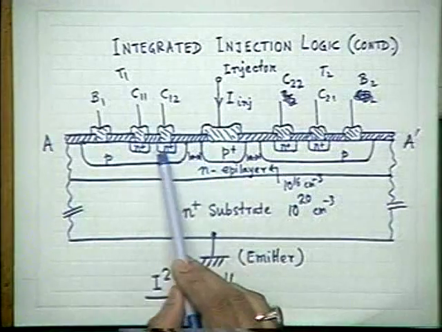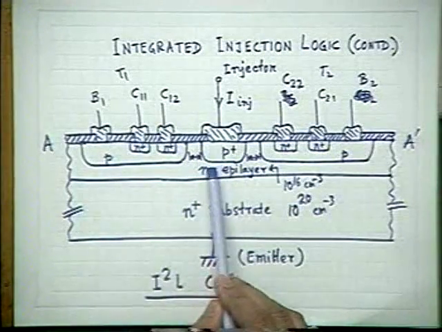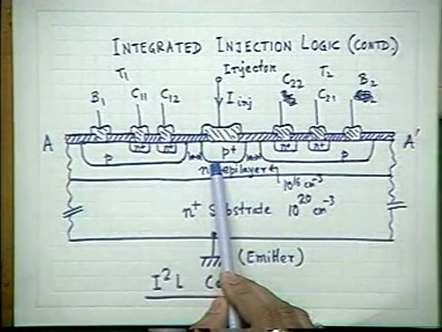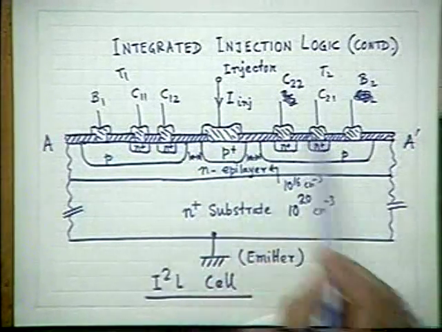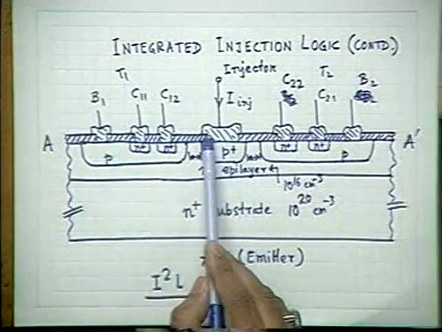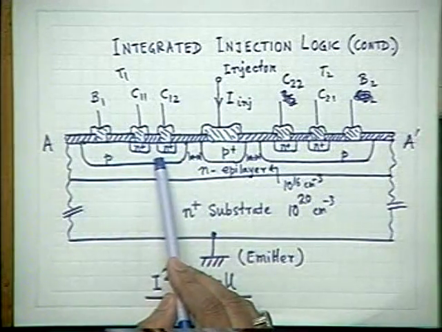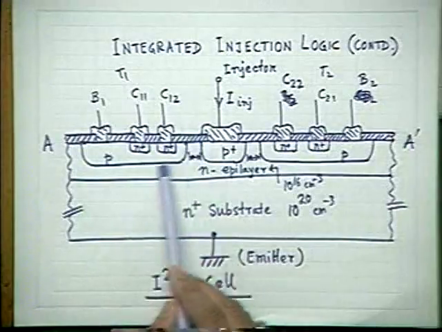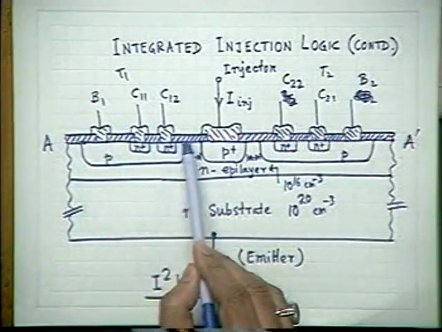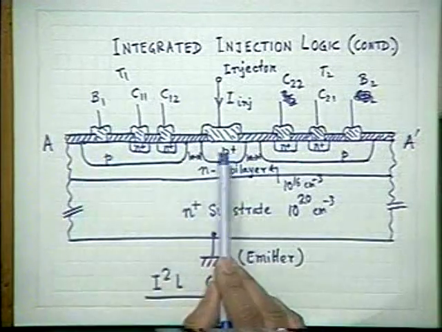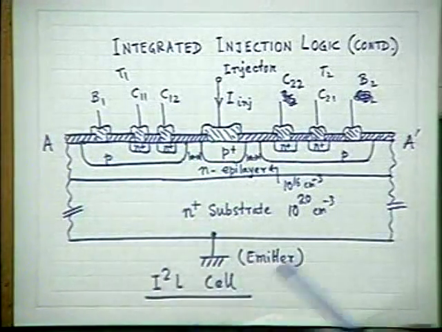So there is a limitation. Suppose this is the PNP lateral transistor. When this junction is forward biased, the holes which are injected, they are injected in all directions. Only those injected near this P region, which is the collector of the PNP transistor, reach it. As a result, the injection efficiency of such a junction is very small.